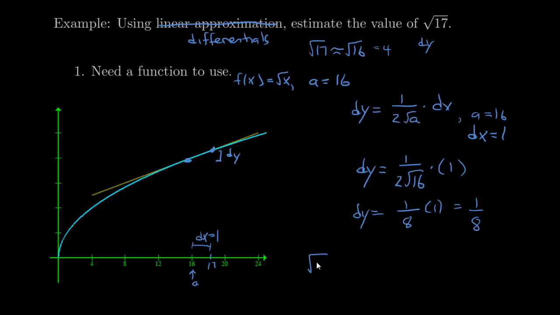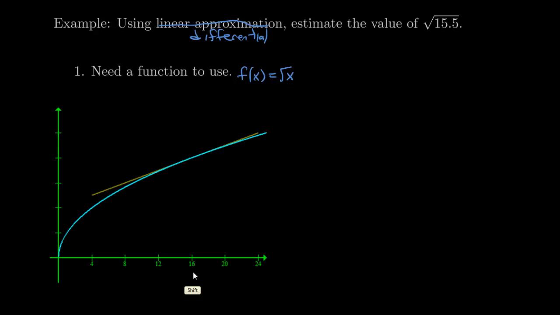So that means the square root of 17 is approximately the square root of 16 plus my dy, my little change. So that's 4 plus 1/8, which is 4.125. Okay, so that's the estimate for the square root of 17. Now you can check your graphing calculator or scientific calculator, see how close we are. We're pretty close.